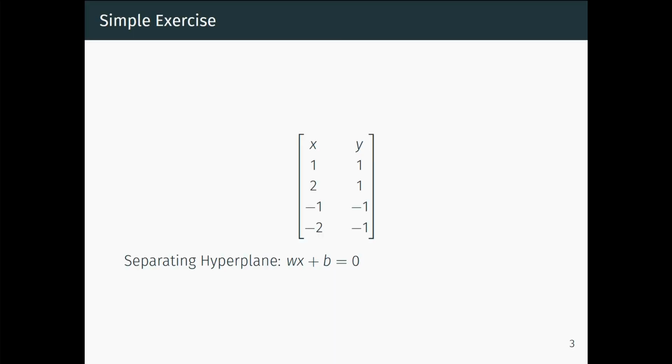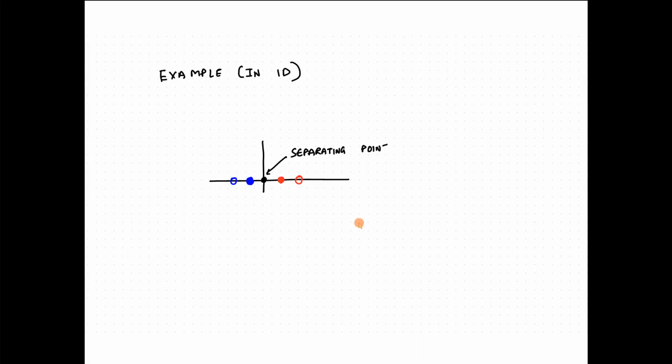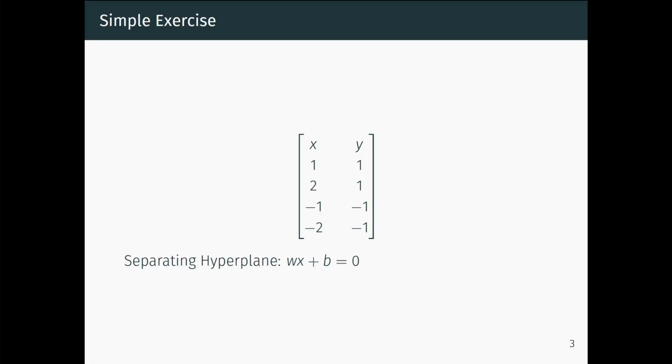So let's assume that these 4 points correspond to x1, y1; x2, y1; x minus 1, y minus 1; and x minus 2, y minus 1. So you have 4 points and the support vectors are x1 and x minus 1, right? And we know that the separating hyperplane is of the form wx plus b equal to 0. Our objective here is to learn what w and b are, right?